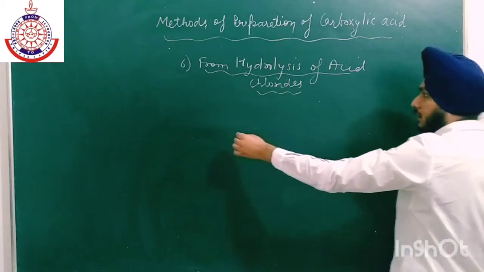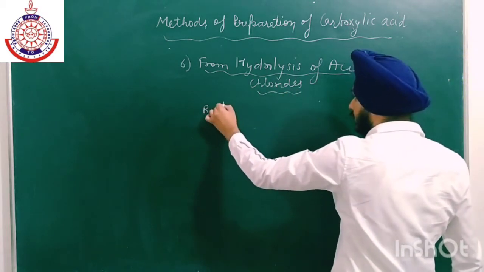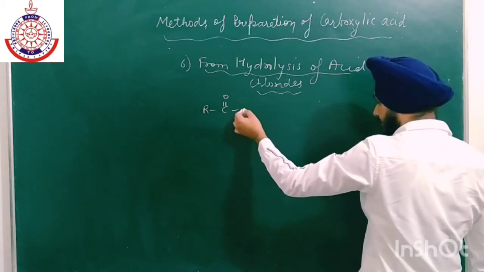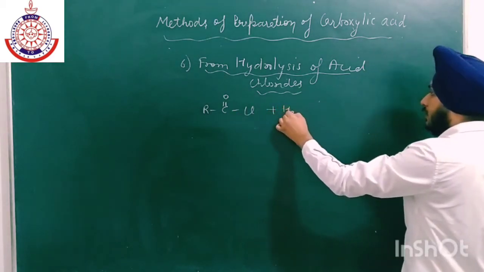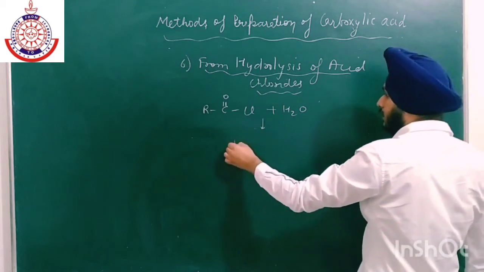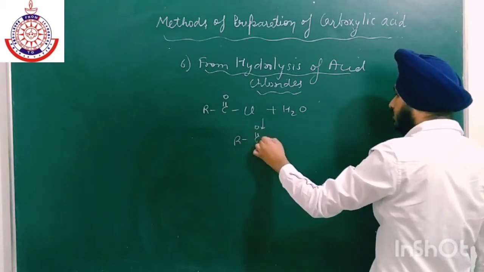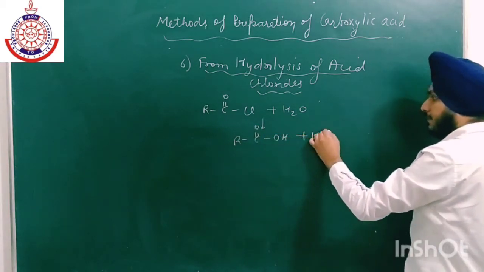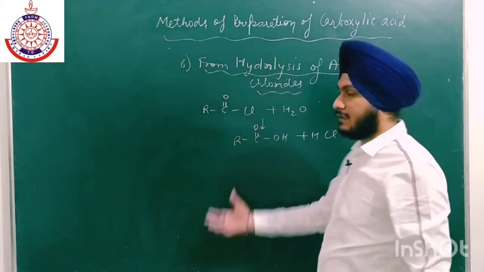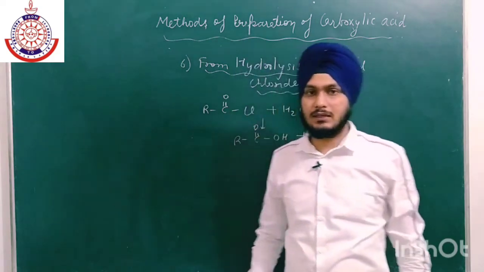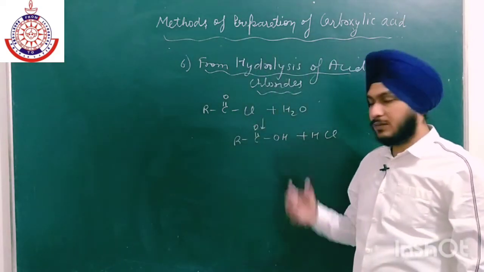Okay, now take any acid chloride. For example, we have this group. Now react it with water, or do the hydrolysis, and we will get RCOOH plus HCl. Simple as that. So the reaction with water gives carboxylic acid plus HCl.